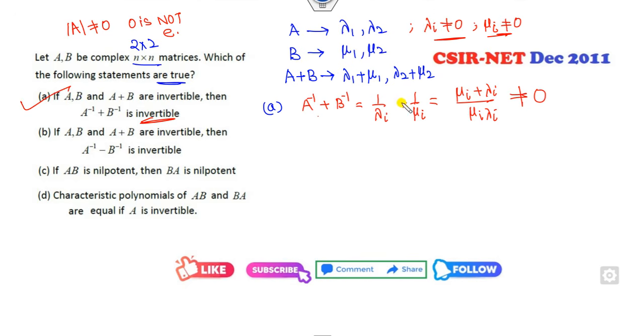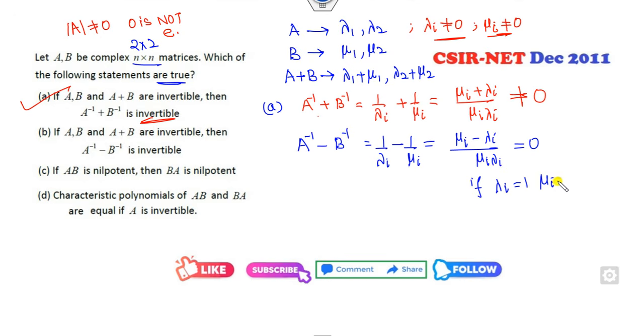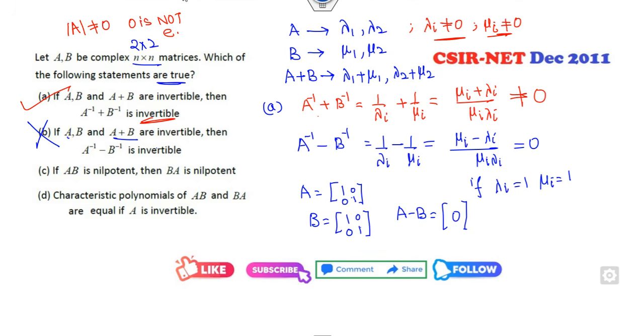Inverse, if you take it as a negative, what will happen? This number is A inverse minus B inverse, that will be mu i minus lambda i over this number. Can it be 0? Yes. If you simply take lambda i as 1, mu i as 1, that's fine. That means if you simply take A as the identity matrix, B as this, clearly A is invertible, B is invertible, and the sum of them is invertible, but if you calculate A minus B, that is 0, it is not invertible. Fine.